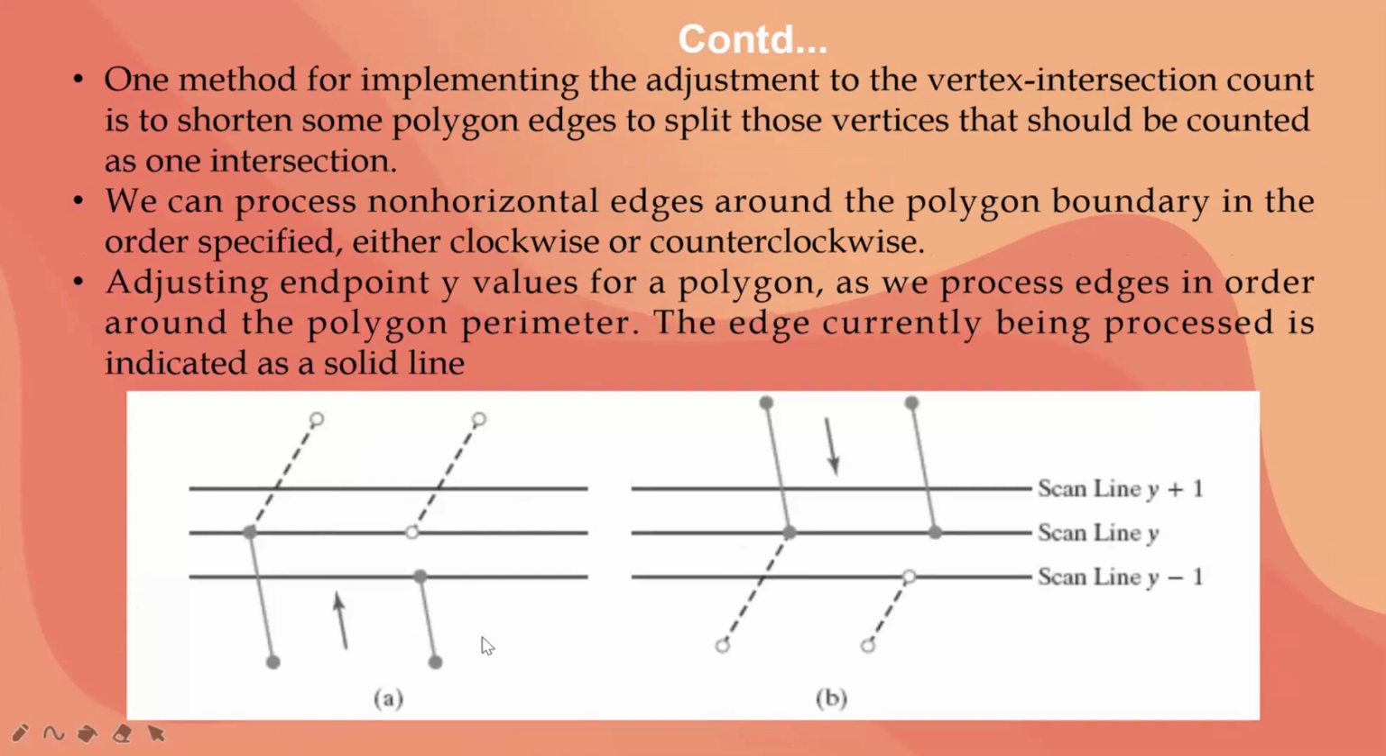Now here one more example is there. Suppose my scan line is y here, the upper one will be y plus 1, and let's consider the below one as y minus 1. This is one more way where you are going to find out the polygon edges, how you can split all these things into vertices.